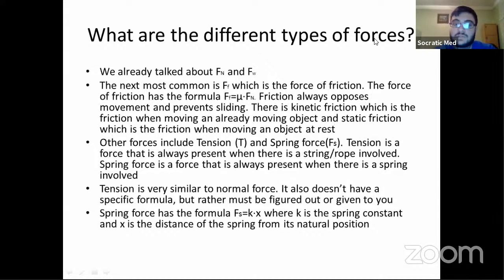So let's move on to other forces that we could possibly have. So we just talked about friction. Well, the other forces are tension and spring force. So tension is a force that is always present when there is a string or a rope involved. Spring force is a force that is always present, as the name suggests, when there's a spring involved, right?